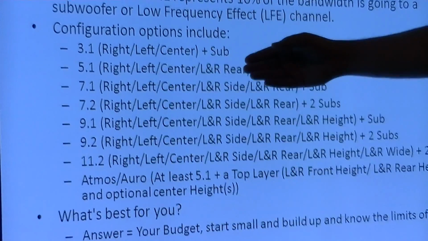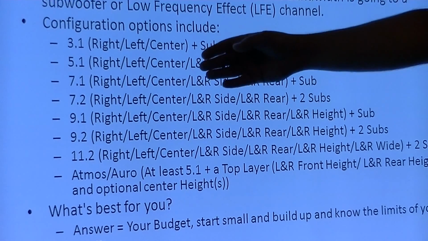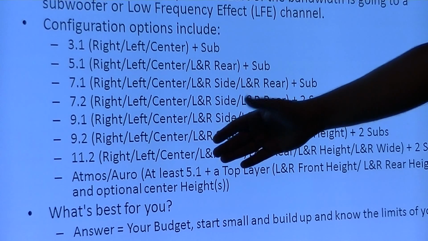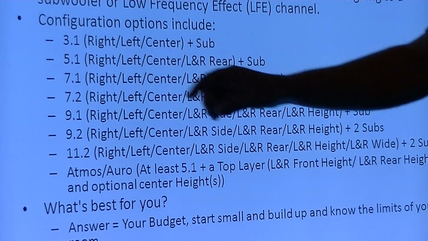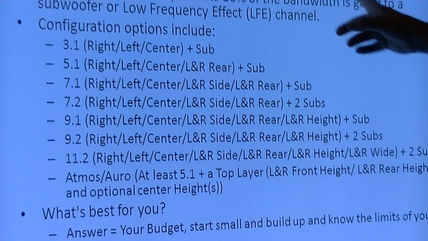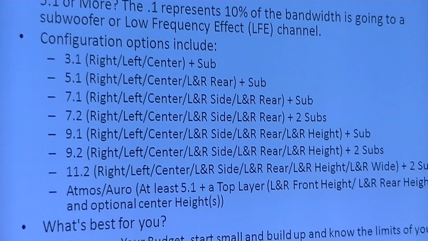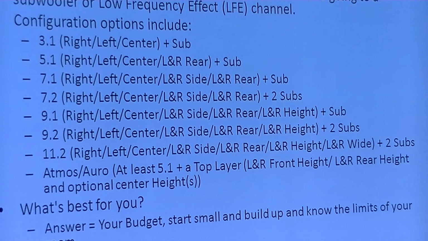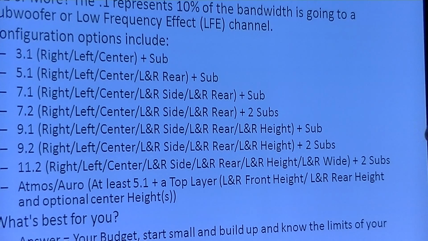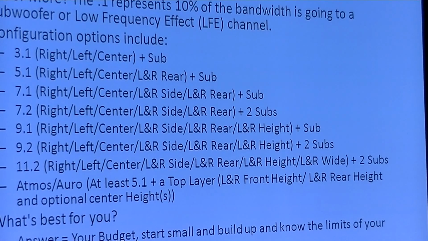And like I was saying, there's multiple types of configurations of the various encoders. There's 3.1, 5.1, and 7.1, all the way to 11.2. Now, the point one represents 10% of the bandwidth going to the subwoofer, and the subwoofer is what provides the low frequencies, the explosions and all the like.